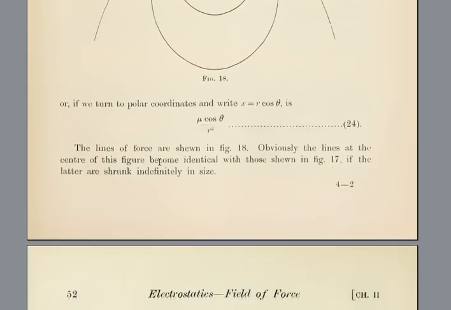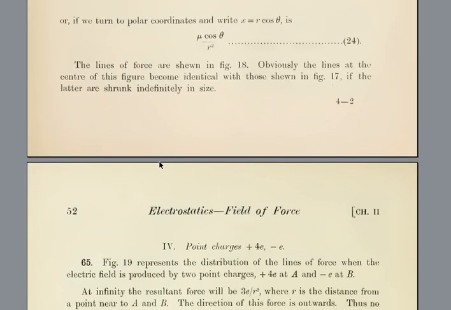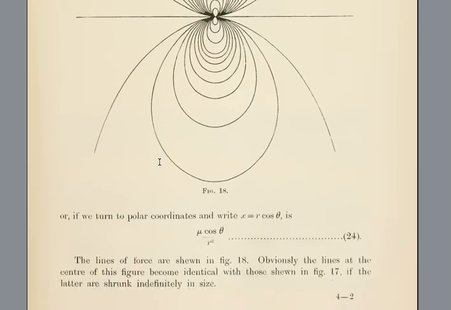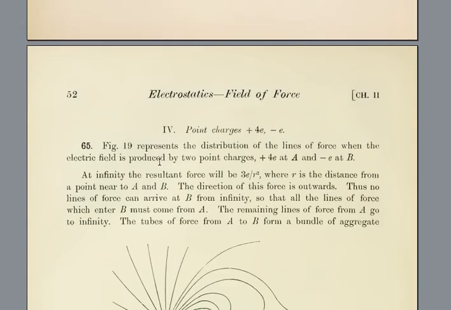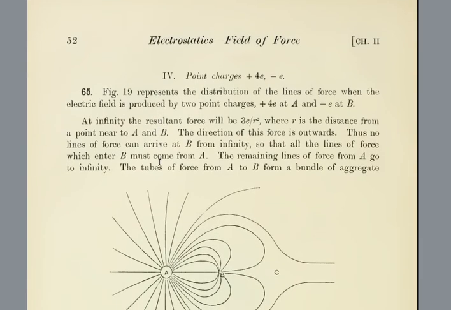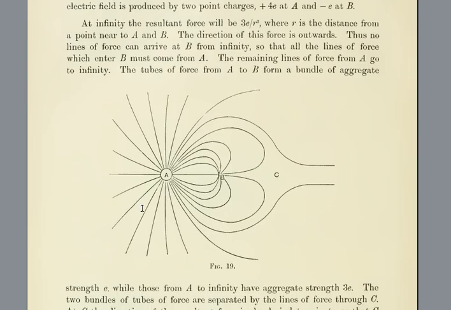Obviously, the lines at the center of this figure become identical with those shown in the previous figure if the latter are shrunk indefinitely in size. 65th. Point charges +4e and −e. The figure represents the distribution of the lines of force when the electric field is produced by two point charges, +4e at point A and −e at point B. At infinity, the resultant force will be 3e divided by r², where r is the distance from a point near to A and B. The direction of this force is outwards.